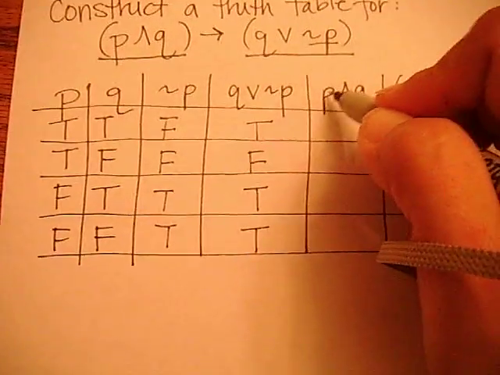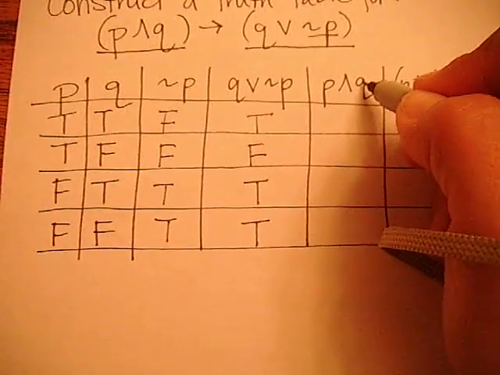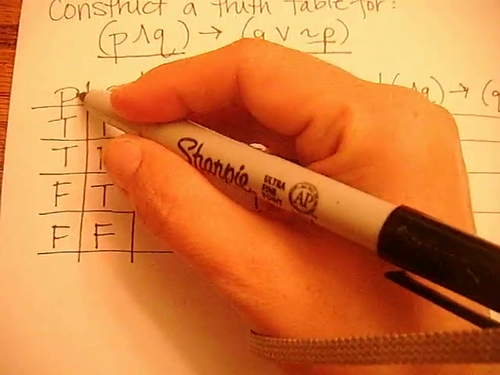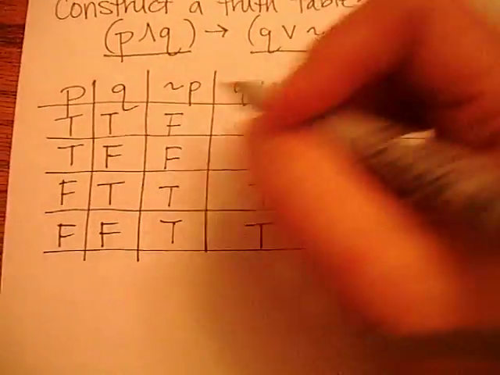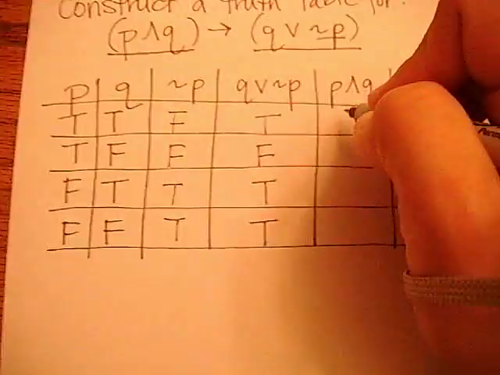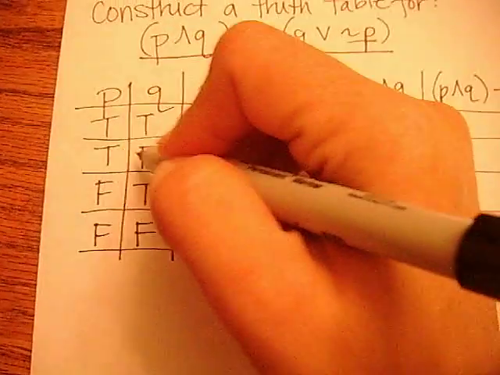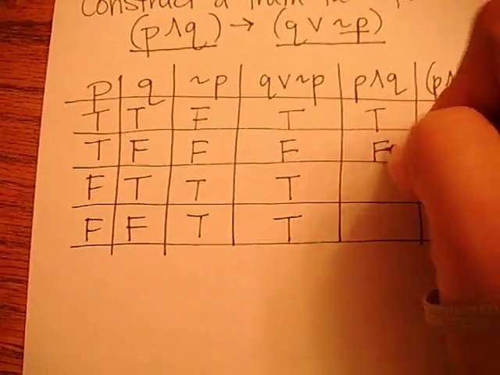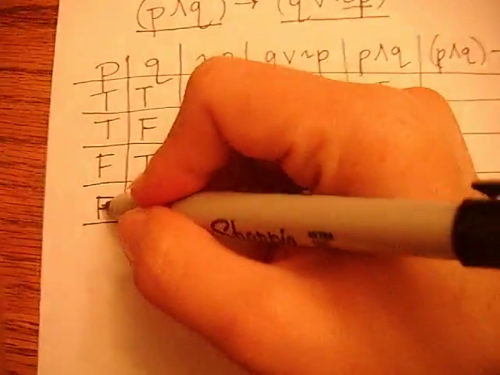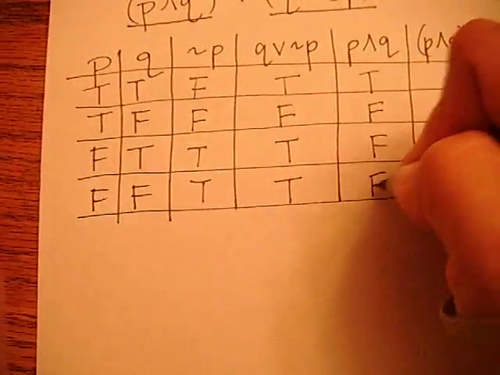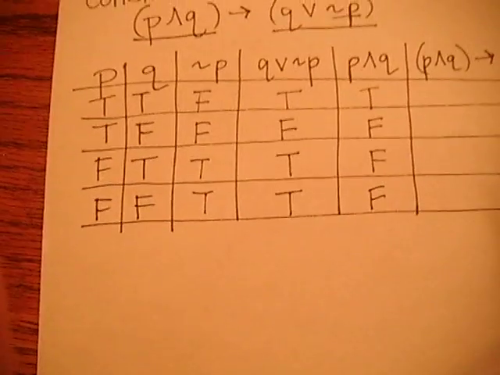Next, we're going to look at the P and Q column. So the P and the Q column using the rule for AND. So true and true is true, true and false is false, false and true, false, false and false, also false.